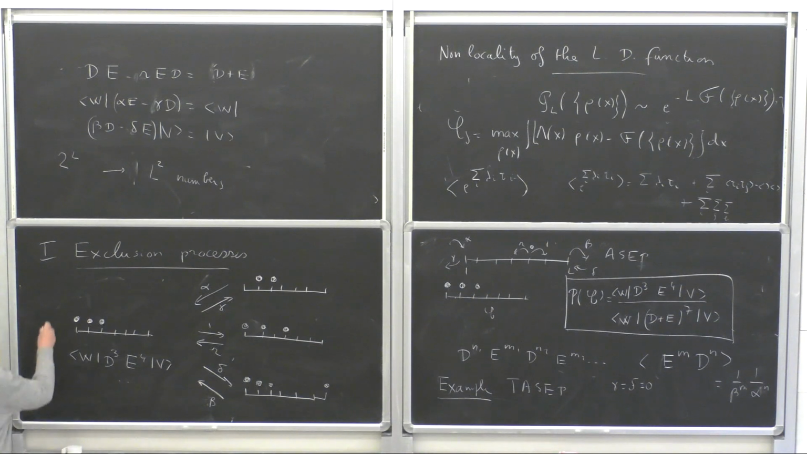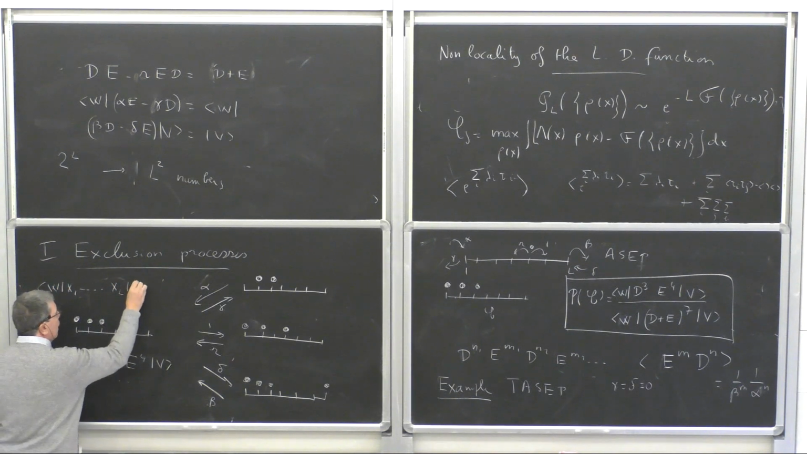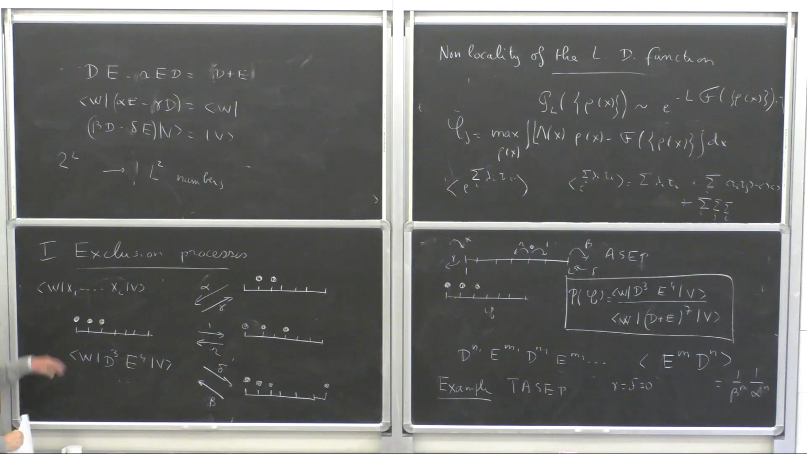I said that the weight is W x1 through xL V, where each x is a matrix, and x1 is D if the site is occupied, and E if it is empty. So here I have a D, then another D, then another D, and after that it is empty, empty, empty, for this specific one.